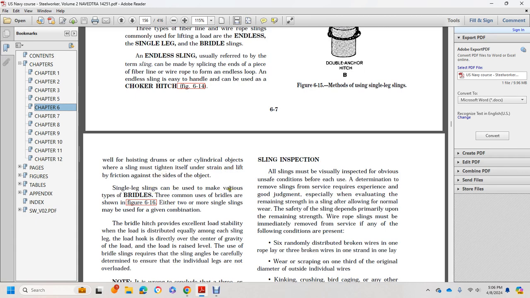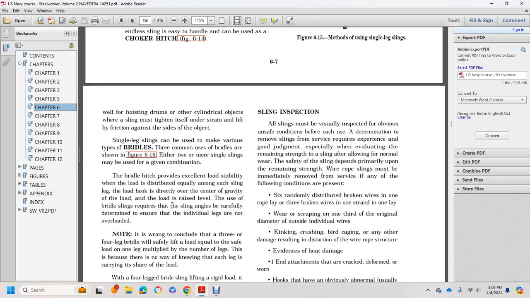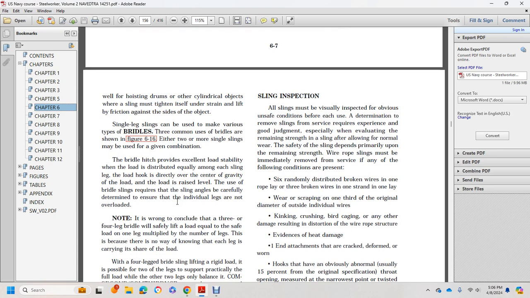Single line slings can be used with various types of bridles. The common uses of the bridles are shown in Figure 16. Either two or more single slings may be given in combination. Bridle hitch provides excellent load stability, with the load distributed equally among each leg and the load hook directly over the center of gravity of the load. The load is raised level.